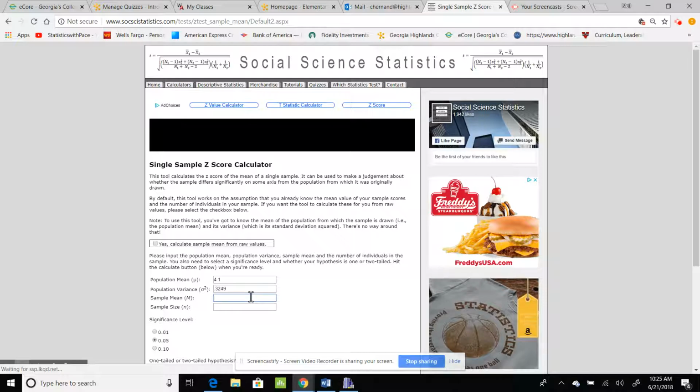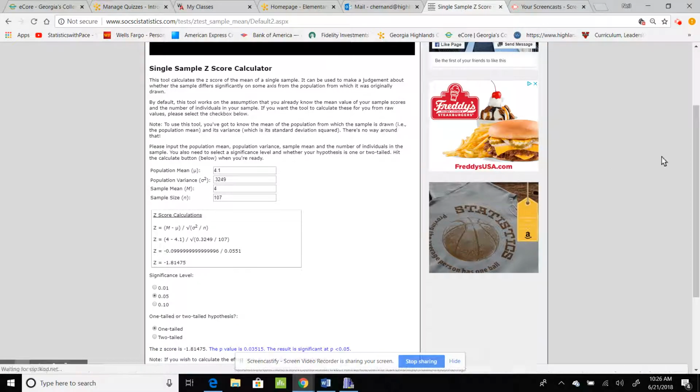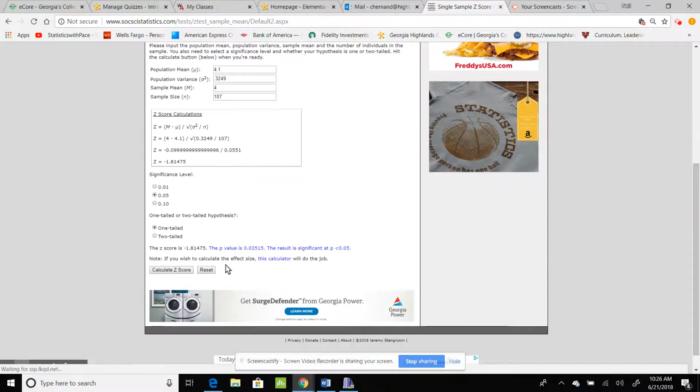My sample mean is 4, and my sample size is 107. Level of significance was 0.05, and now this is a one-tailed test. How do I know it's a one-tailed test? Remember it said less than or greater than, and the alternative means it's a one-tailed test. Not equals means it's a two-tailed test. So I have all my information in there, and I calculate my z-score. And if I scroll down to the bottom, here is my z-score, okay?